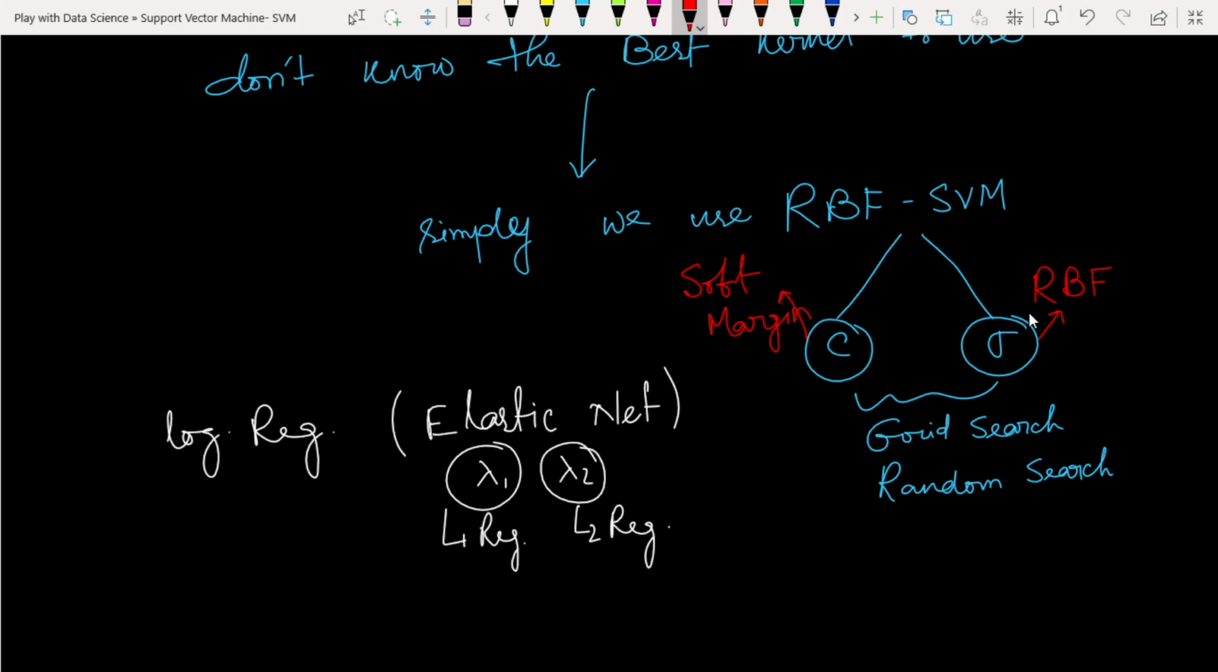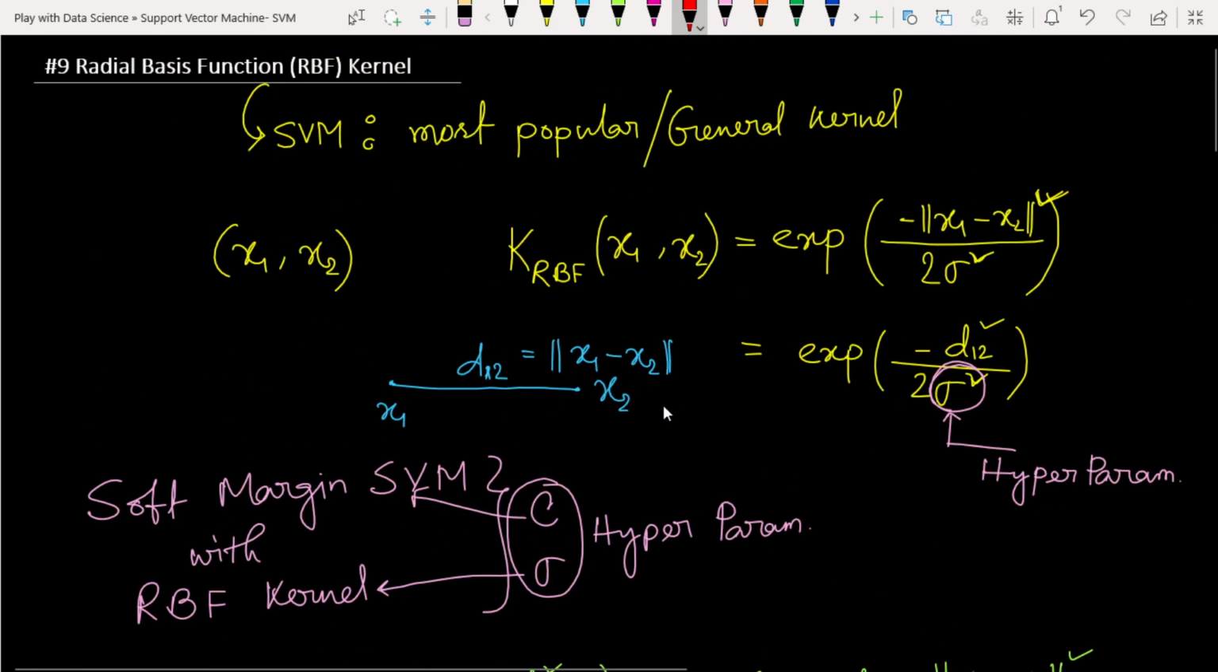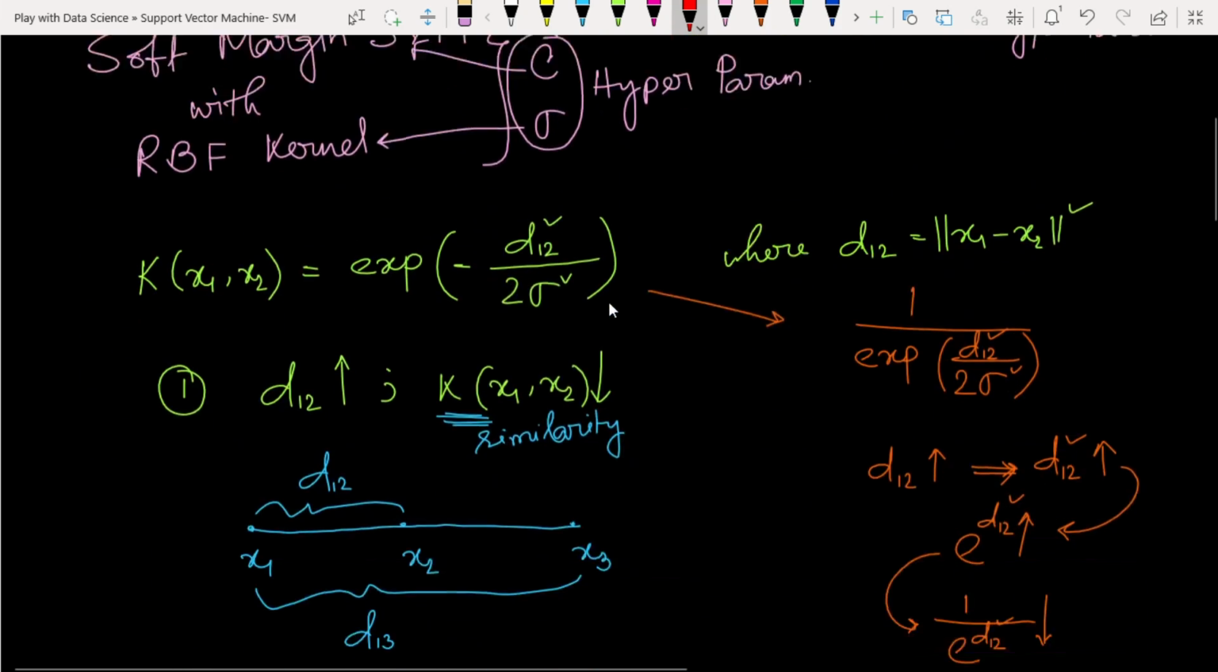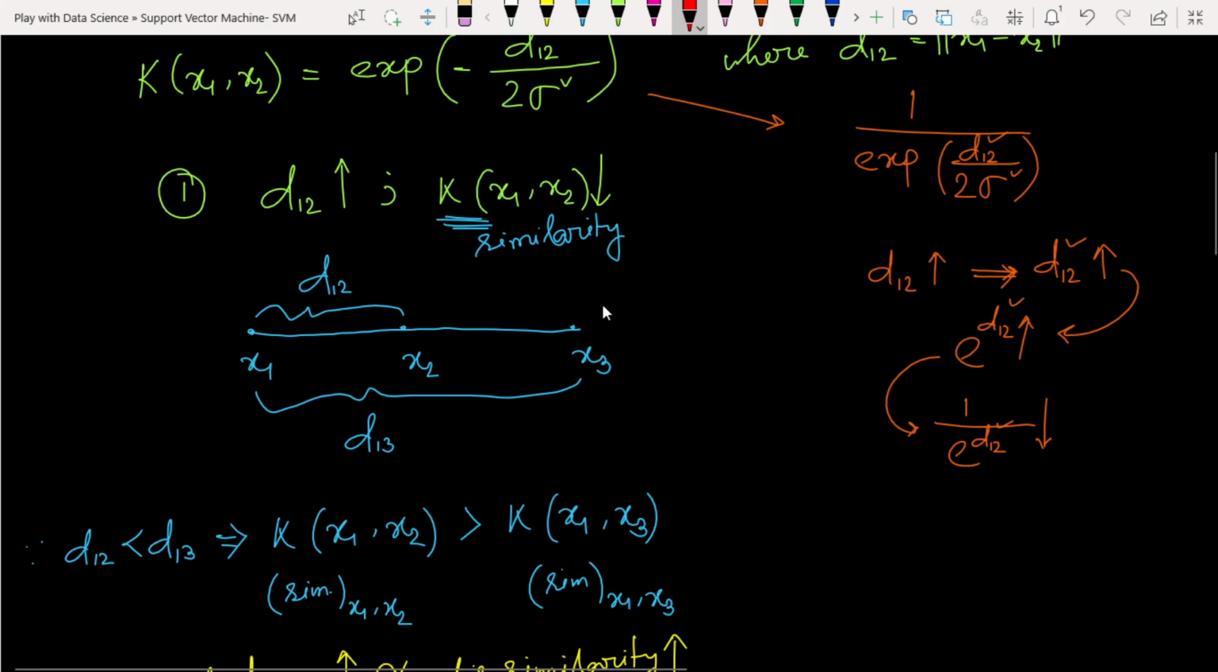I think till now everything is clear to all of you: the importance of the radial basis function, why it is most popular, why we can use this kernel for general purposes, how the RBF kernel is similar to KNN, the k-nearest neighbor technique, and why we don't use KNN as the most popular one but use RBF instead. I think you got all the answers from this lecture.